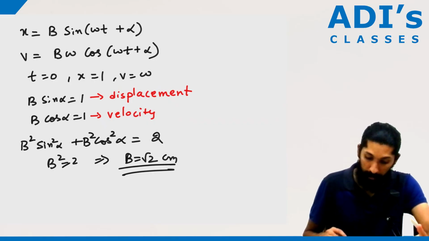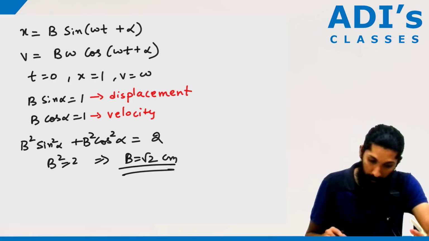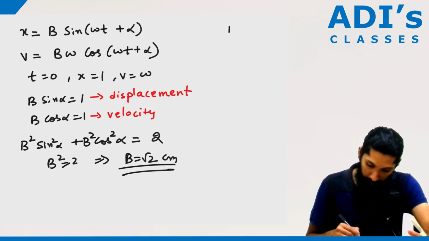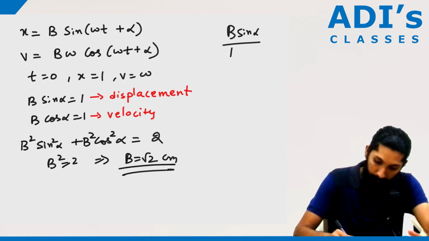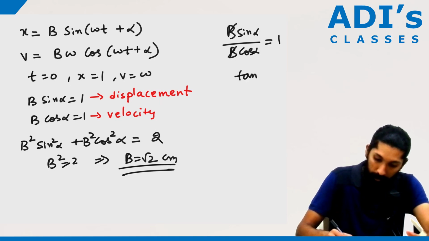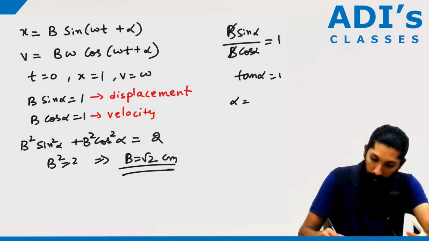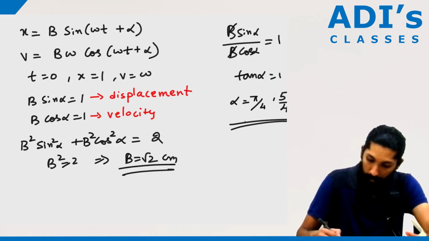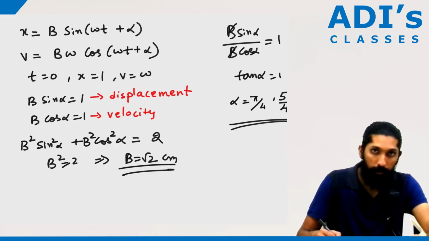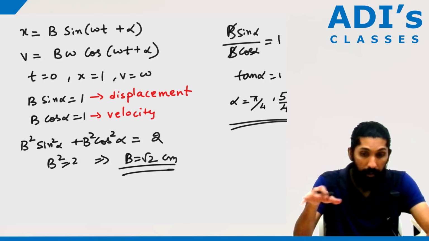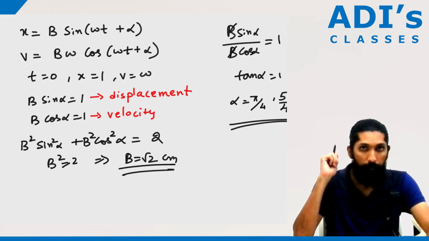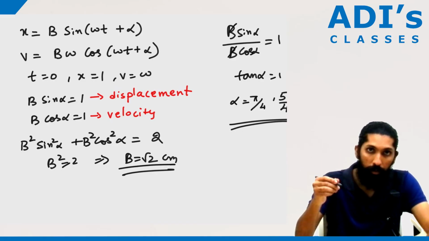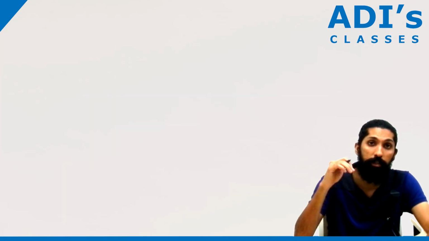This is the first case. The next case is the phase value. b sine alpha divided by b cos alpha is equal to 1, so tan alpha is equal to 1. So alpha is pi by 4 or 5 pi by 4. These are the two values of alpha. Instead of cosine, if you take sine, this is how the function is going to change. Fair enough? In the next video, you will see another couple of problems and how they can be solved.